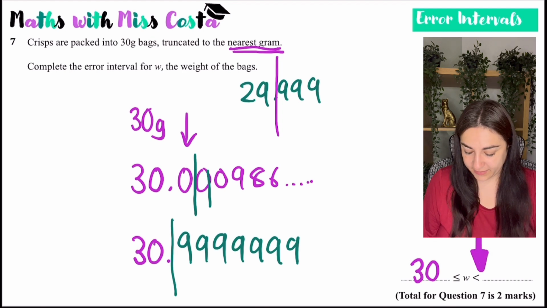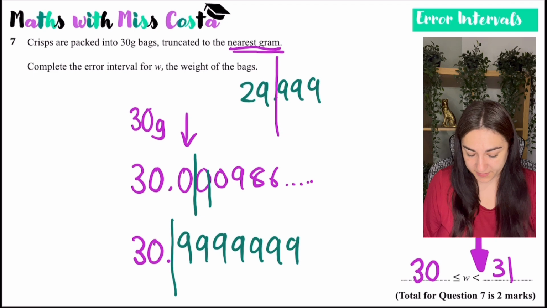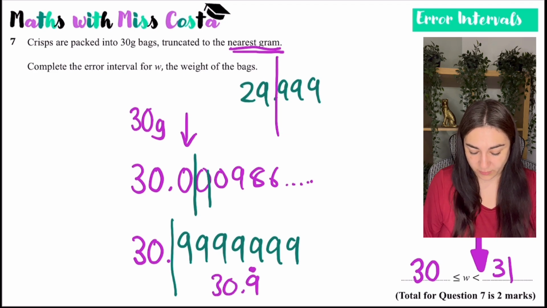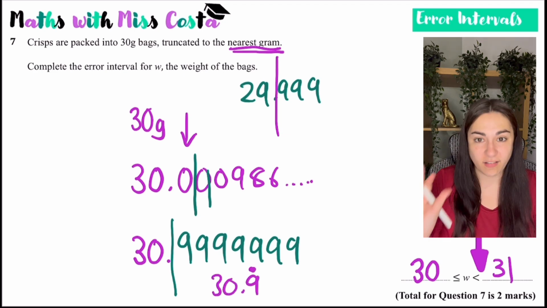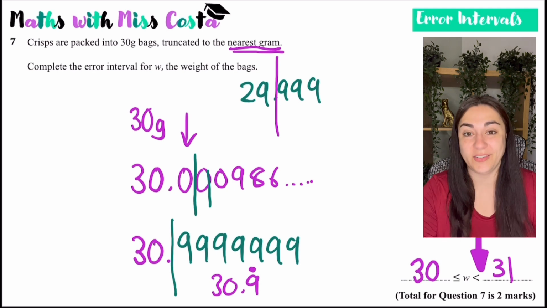But because the error interval says less than, I'm going to say it would be 30 to 31, because it could technically be 30.9 recurring. So anything under 31 is what it could be. And that's how I do an error interval with truncation.